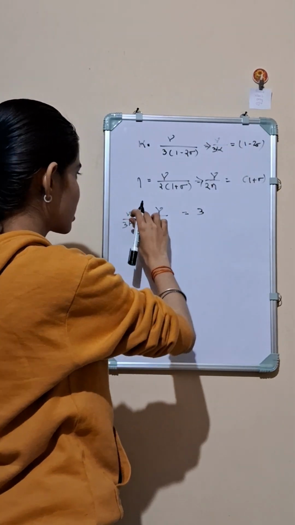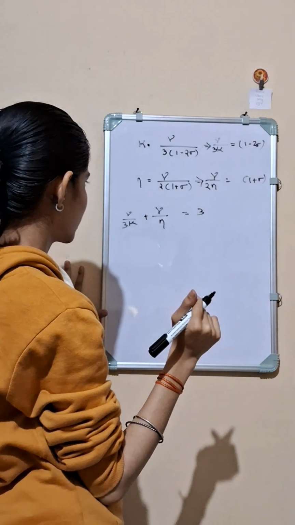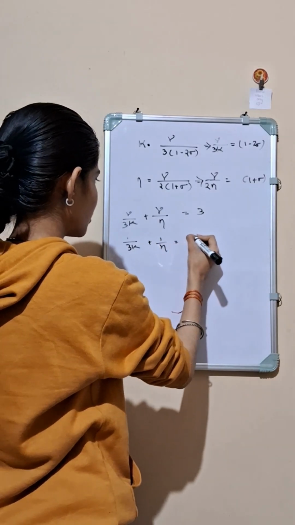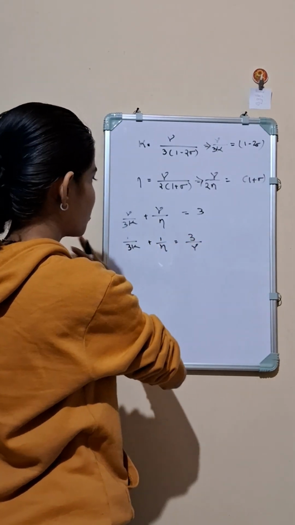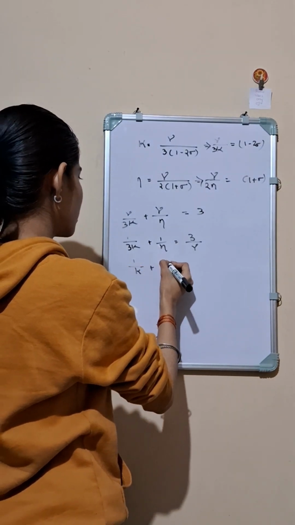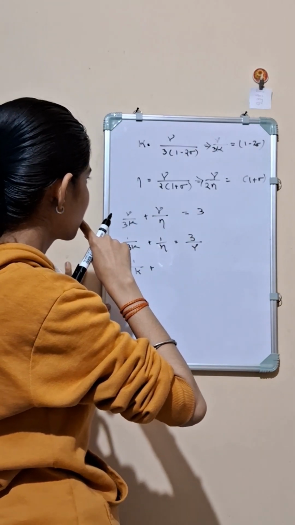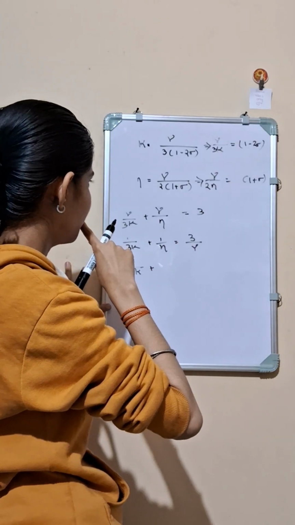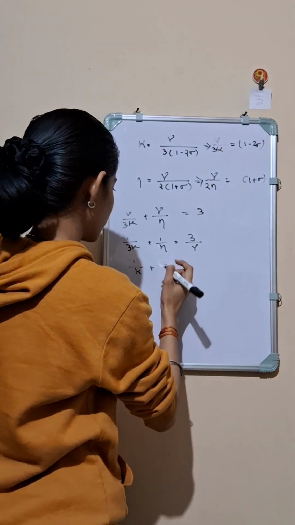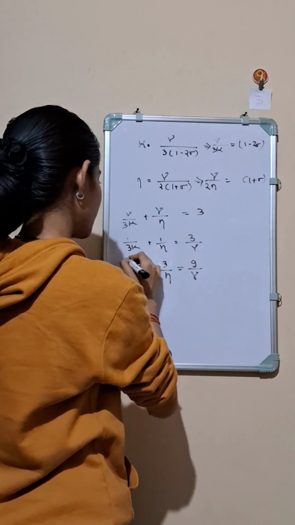So now I can take the term gamma common and divide it on the right hand side. I will get 1 by 3k plus 1 by eta equals 3 by gamma. I will multiply the equation with 3. I will get 1 by k plus, here something is missing, let me check. Okay, yes, everything is correct: 3 by eta equals 9 by gamma. This is the required equation.